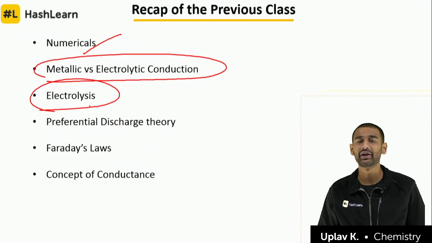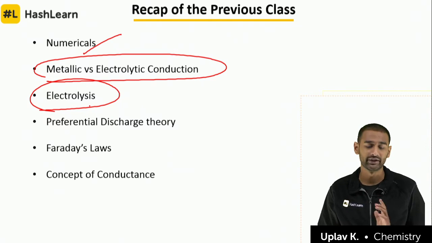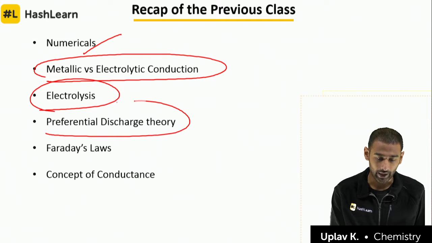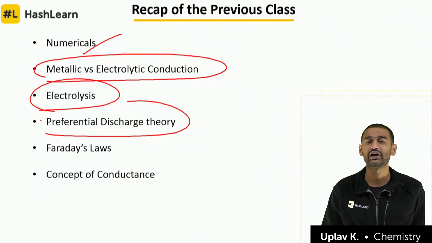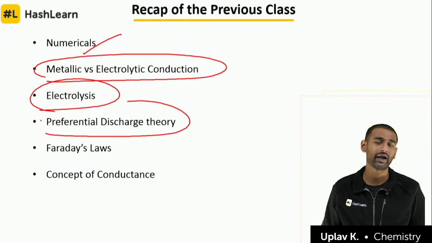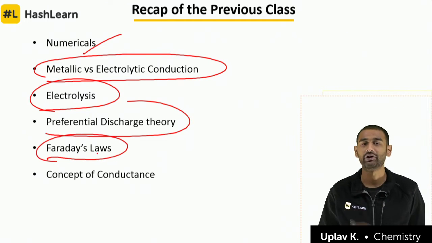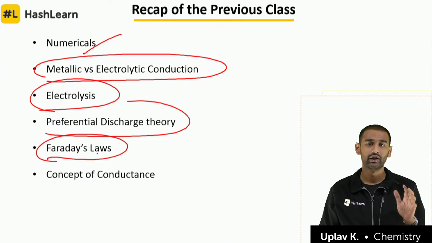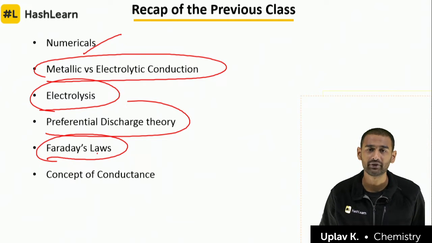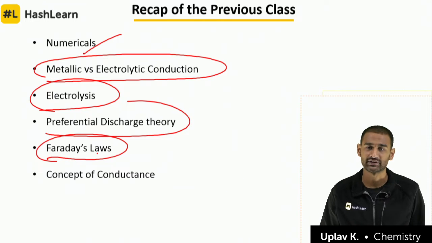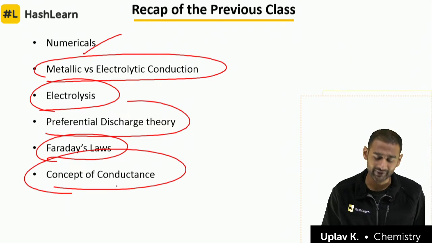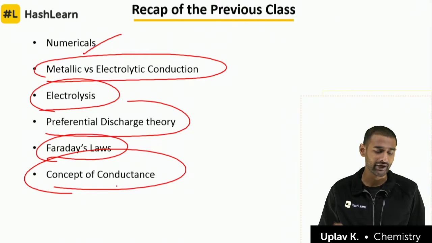Electrolysis is simply used to make a non-spontaneous reaction spontaneous. Fine. And then we talked about the preferential discharge theory, in which we studied that if two or more cations are going to the cathode, which of them will get discharged? That will basically depend on the electrochemical series and whichever is lower in that series, right? Then we talked about the Faraday's laws. There were two laws of Faraday, basically that the amount of deposition is dependent on the current that you are passing. Fine. The concept of conductance we are going to discuss more about today.